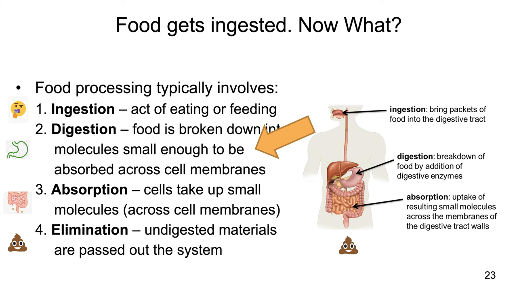Okay, so we've talked a little bit about ingestion and some of the adaptations that animals have evolved for ingestion. Now let's talk about digestion, or this process of breaking food down, that we typically think of as happening in a human's stomach.